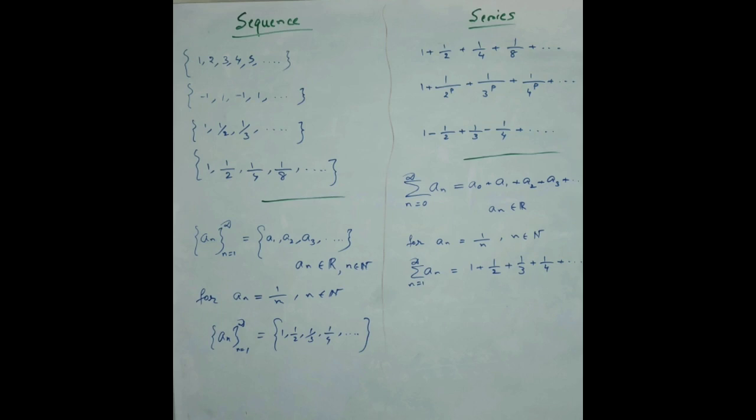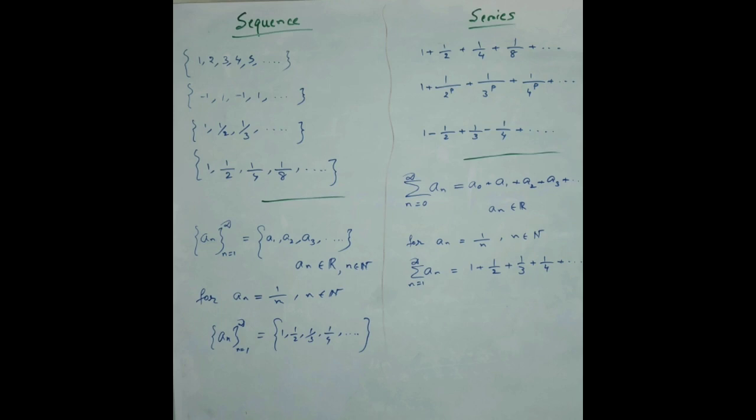For a more mathematical representation, you can see below that we have written a sequence an, n equals 1 to infinity. This is a sequence with the elements a1, a2, a3, dot dot dot, where an are real numbers and n belongs to natural numbers. For series we can write summation n equals 0 to infinity an, which equals a0 plus a1 plus a2 plus a3 plus dot dot dot, where the an are real numbers.